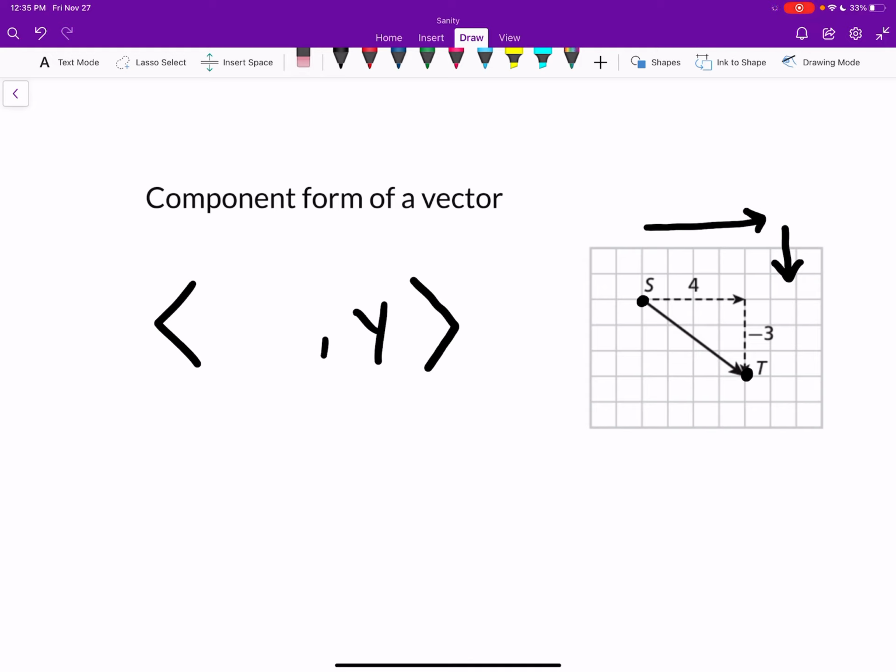So I'm just going to put a positive 4. What's happening to our Y? Well, we're going down 3 units. So down indicates going a negative direction. So I'm just going to put a negative 3. So that's how we can describe our translations with points using a component form of a vector.